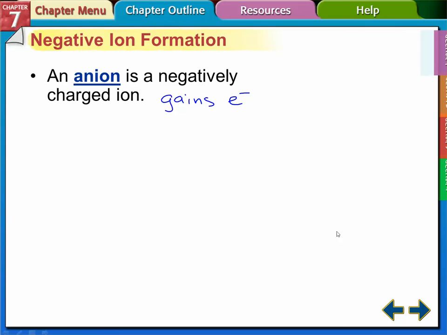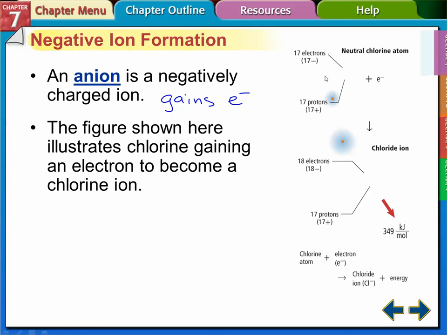An anion is a negatively charged atom. It gains an electron. This happens a lot with the halogens, and chlorine's a perfect halogen. It starts out neutral with 17 electrons, 17 protons. It gains one more electron. This is the energy change that goes with that. It actually gives up that energy to do that, and it becomes a chloride ion. The way I remember that an anion is negative is that the N starts the word negative. A negative ion is how I remember it.